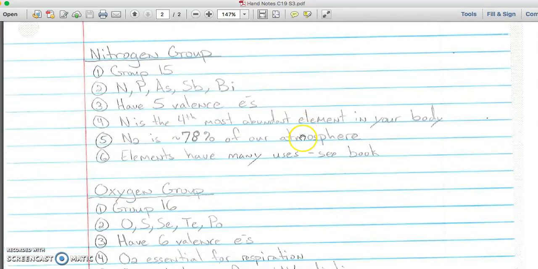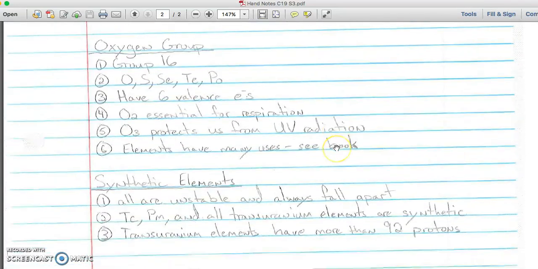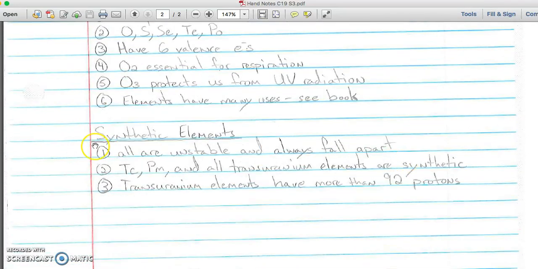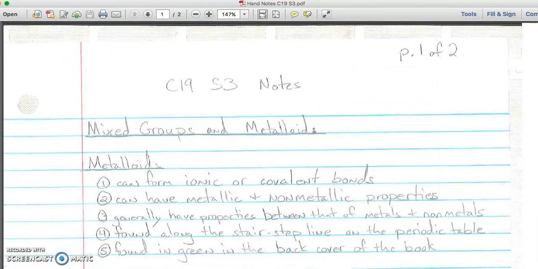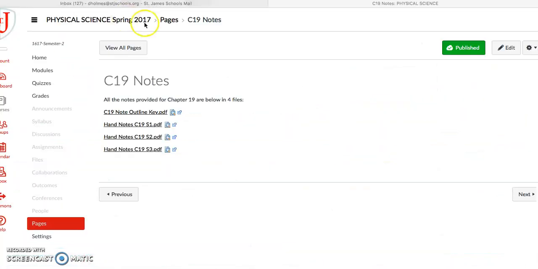And then we've got the nitrogen group, the oxygen group, and synthetic elements. These are all unstable, so they're always going to fall apart. Some last a little longer than others, but they don't last very long. Technetium, promethium, and all the transuranium elements are synthetic. Transuranium elements have more than 92 protons. So there's a good review of the notes.